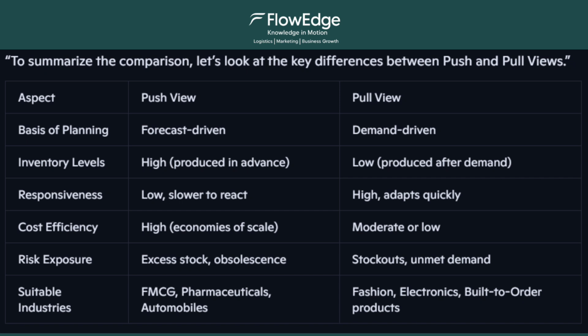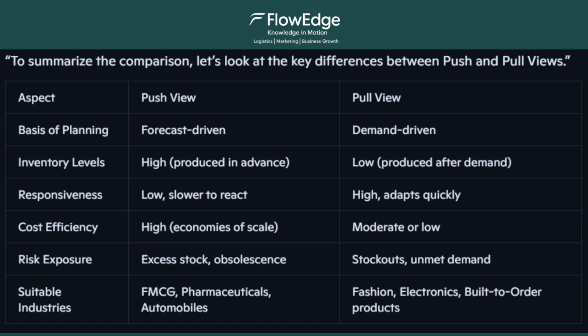Third is responsiveness. Push systems are less responsive to sudden changes in customer preferences or market trends since production is pre planned, whereas pull systems are highly responsive, allowing companies to quickly adapt to real time demand and customize offerings. When it comes to cost efficiency, the push systems benefit from economies of scale, wherein the bulk production reduces the per unit cost and improves efficiency. On the other hand, the pull systems may have higher operational cost due to smaller batch sizes and more frequent adjustments. The fifth point of comparison would be risk exposure.